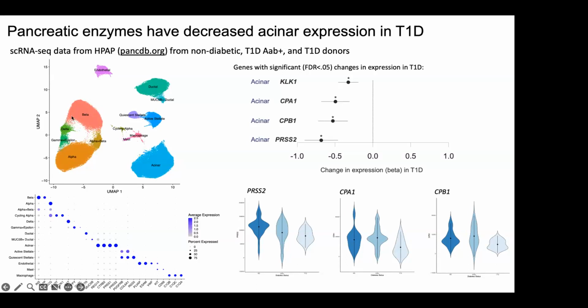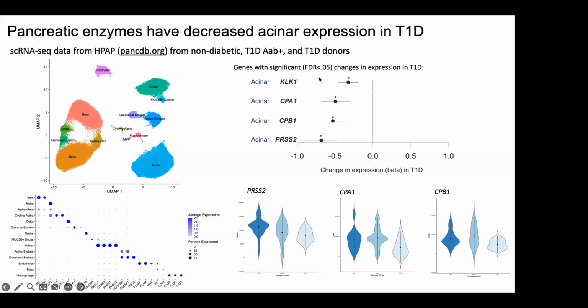And this is showing you the clustering of all these data from HPAP on the top left here. Again, we have good representation from endocrine cells, but then we also have non-endocrine cell types, acinar and ductal cells, and here are the marker genes for each of these cell types that show how we annotated them.